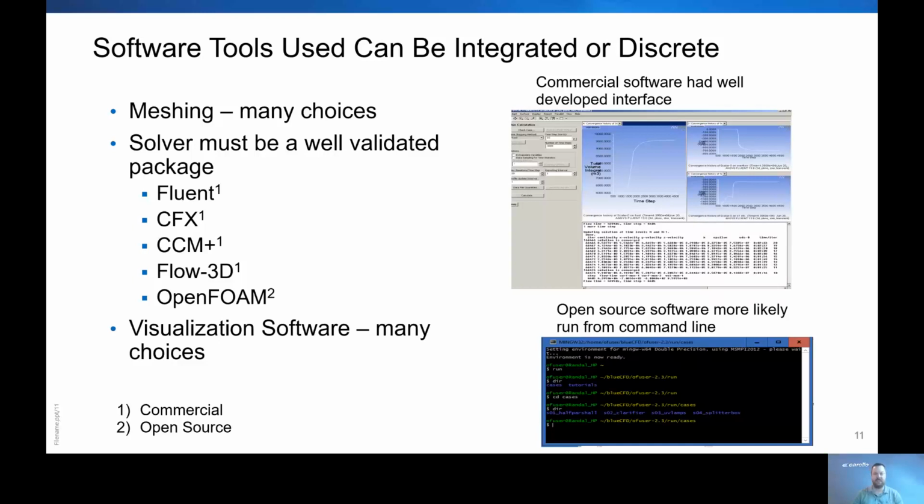And then once the problem is solved, we need a visualization software to evaluate the data and develop our figures. The examples on the right would be differences between a commercial software. On top is ANSYS Fluent, and there's numerous pieces that you can monitor your solution while it's running. Open source software tends to be run more from a script, and it may be a little bit harder to monitor the solution, but it does still provide excellent results.